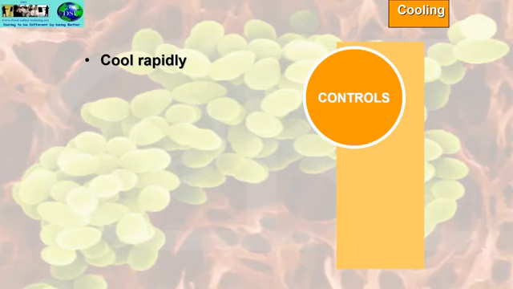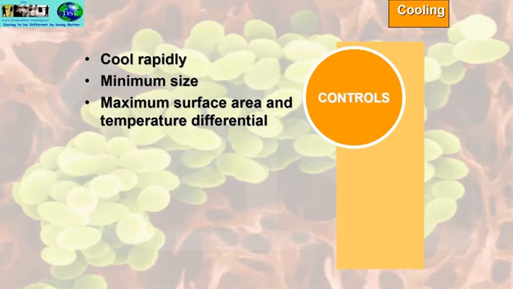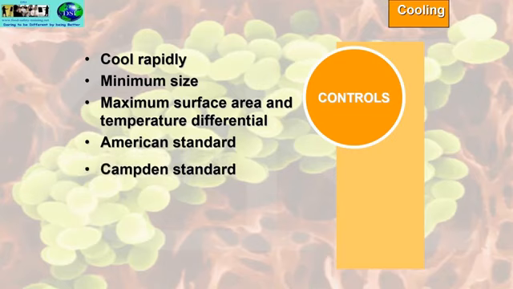Controls here: cool rapidly where possible, minimize the size of the joint, make sure the maximum surface area and temperature differential is high. In other words, don't put a large pot of foodstuff, whether it's a stew, casserole, gravy, etc., into a fridge. Tip it into shallow containers so there's the maximum surface area and it will cool down more quickly.